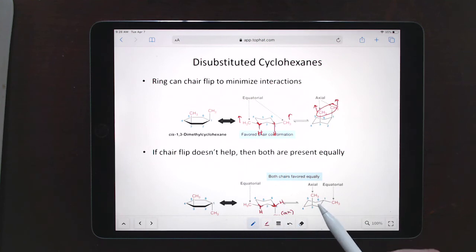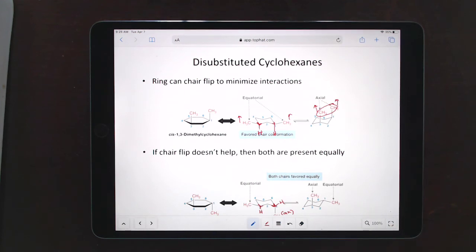When we do the chair flip, now this one becomes axial and this one becomes equatorial. So we have one axial, one equatorial. No matter which form we do, we have one axial and one equatorial. So it doesn't really matter in this case. So it's going to spend half its time in one, half its time in the other, because it doesn't matter.